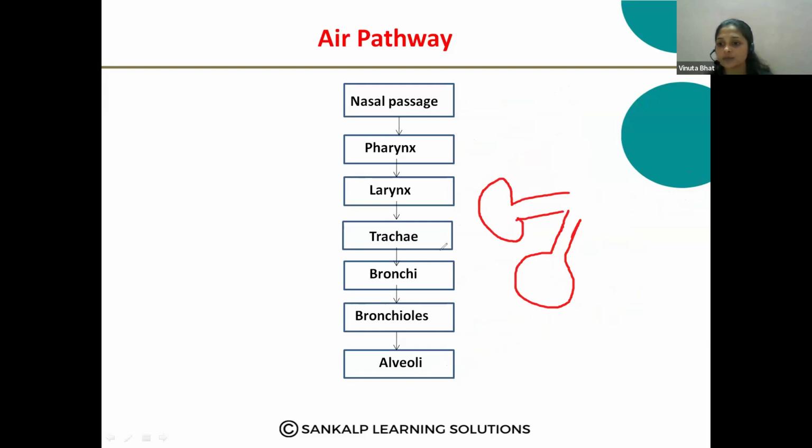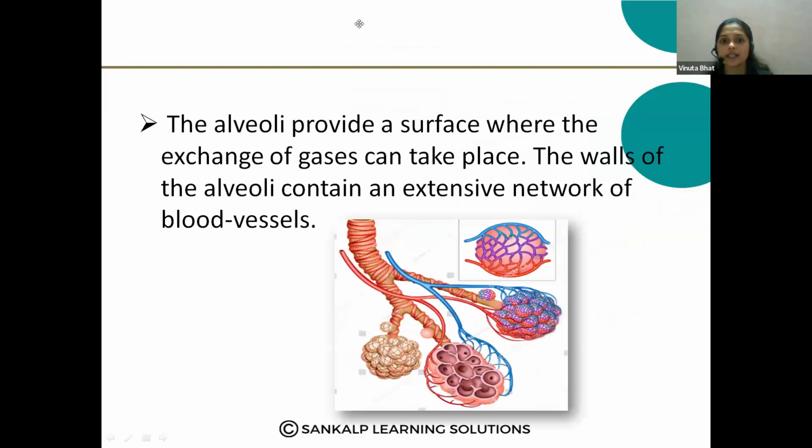Okay, so what is the function of the alveoli? What is the function of the alveoli? See here in this diagram, this is the bronchioles, and it terminates at a balloon-like structure that is called alveoli. We call this alveoli, right? This alveoli contains an extensive network of blood vessels.